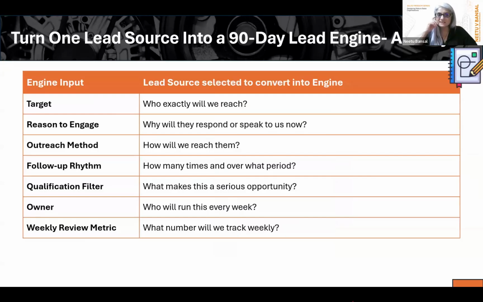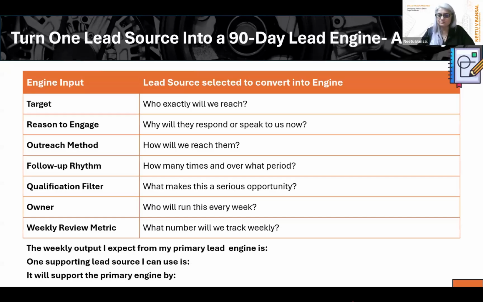So this is where you can do your next activity. Identify which lead source you are going to work upon and do the same step-by-step list on that. I'm not going to go into detail; this activity is there in your book. Next, let's move into the sales funnel.